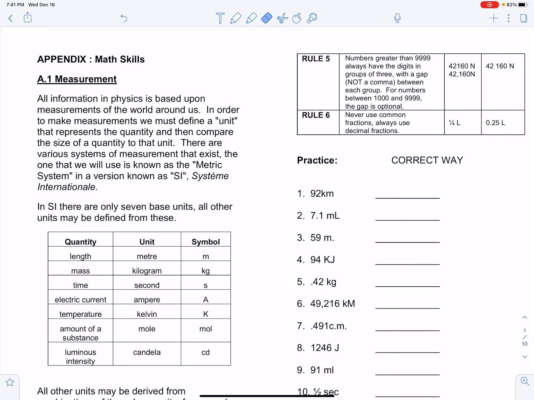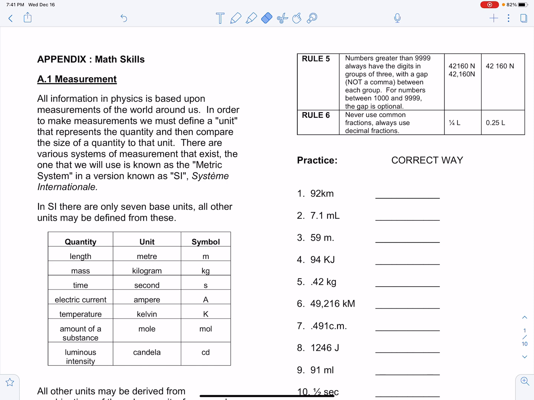When studying science, it's important to brush up on our math skills. In particular, there are a set of skills that apply only to science because the numbers that we use in science aren't just regular numbers, they're measurements. Measurements that have been made by humans using calibrated machines or by electronic devices that have been calibrated. All information in physics is based upon measurements of the world around us.